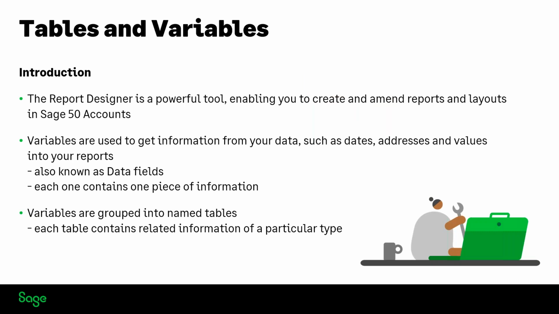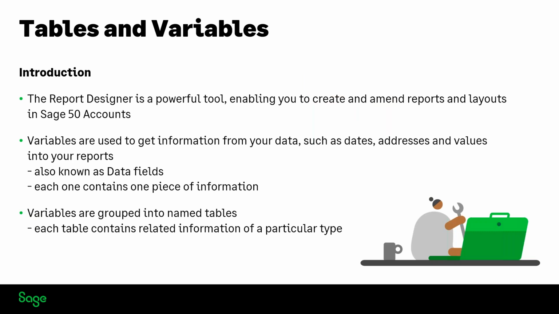Now, variables are basically used to get information from your data. Like your company information, your customers, your suppliers, dates, transaction numbers, values, that type of thing. So you use those to get information from your data into your reports and your layouts. They're also known as data fields. If you've used Sage for a while, I'll probably refer to them as variables, but these days the modern name is data fields. You'll probably hear me chop and change between them throughout this session, but they're one and the same thing.